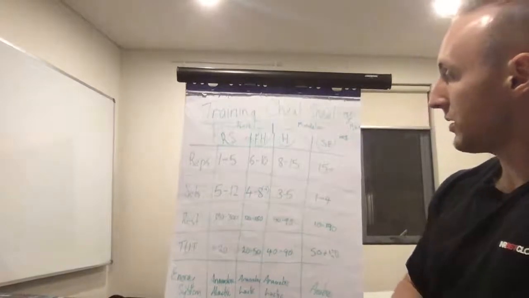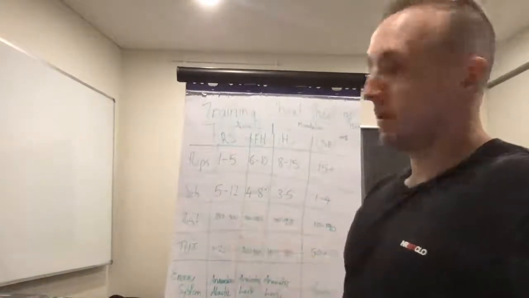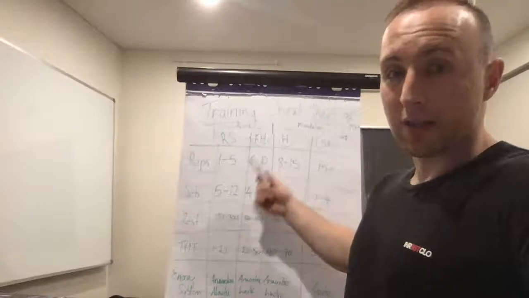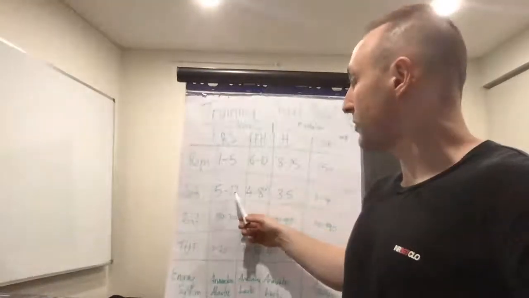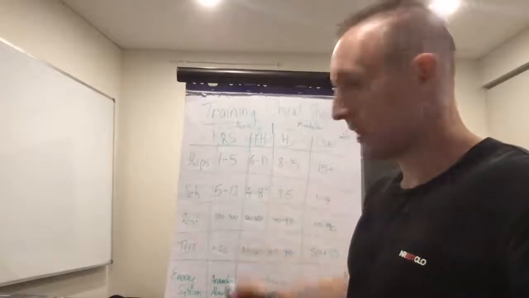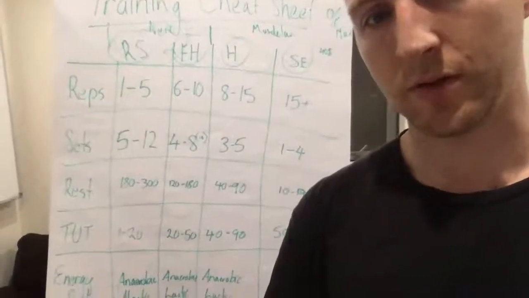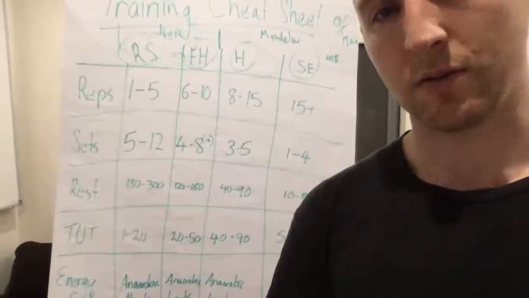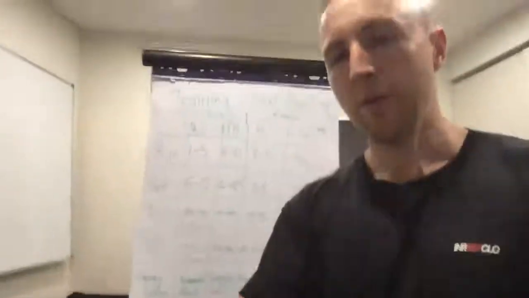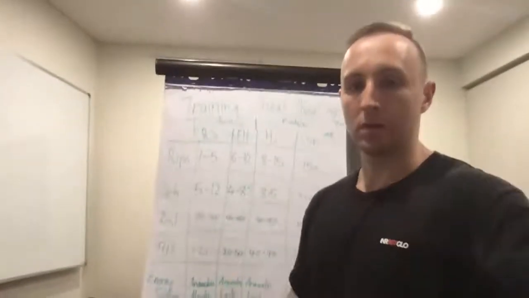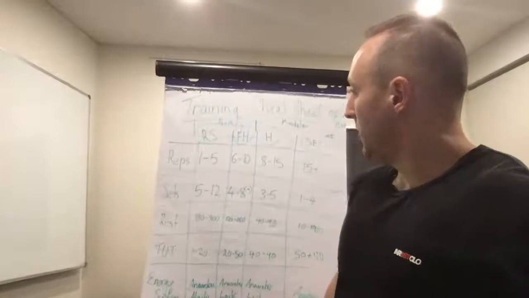So yes, if you're working relative strength, you're looking at 5 to 12 sets, or 4 to 8 sets of functional hypertrophy. Just zoom in so you can take a screenshot. It's all there. So this big gap here, that's the difference between the two.